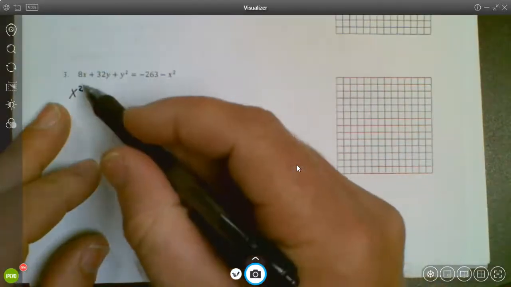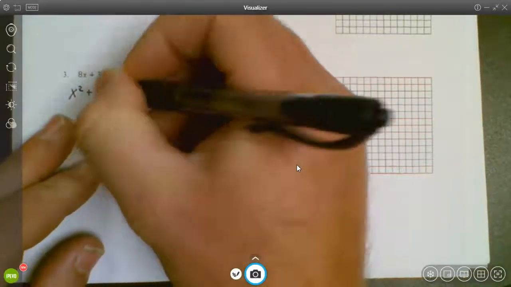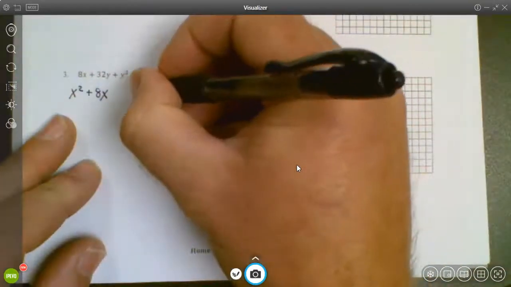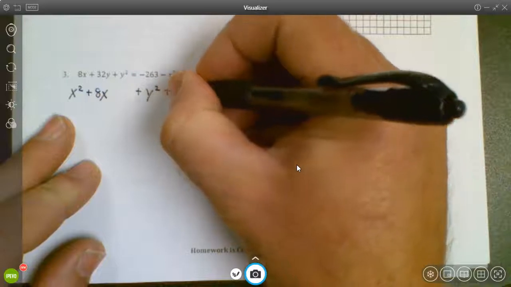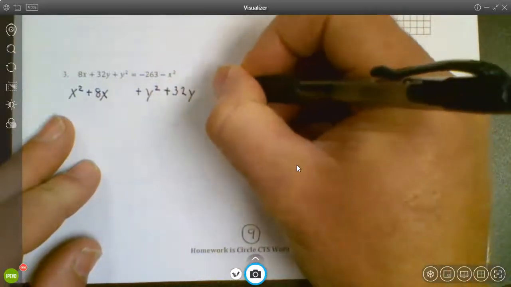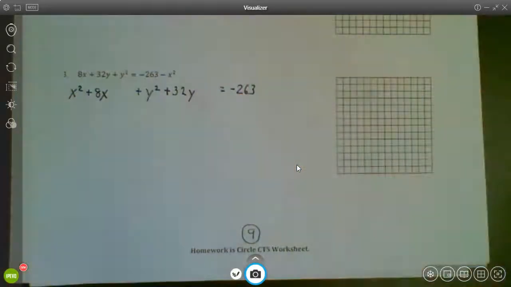And then right behind that, I'm going to put my 8x. And then I'm going to put the y value. So I have a positive y squared. I got a 32y. And on this side, we already have our constant. And now things are grouped and kind of placed in a proper order. Now you can go ahead and complete the square and finish that process and graph it. But that is it for this one.